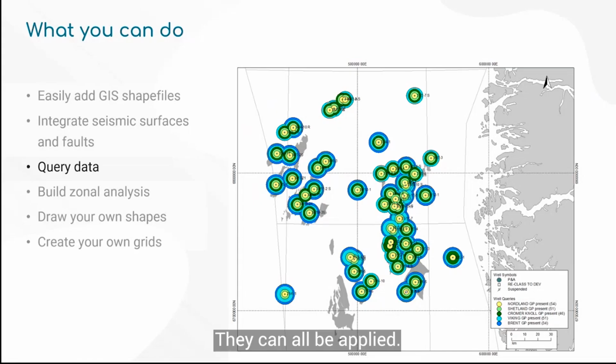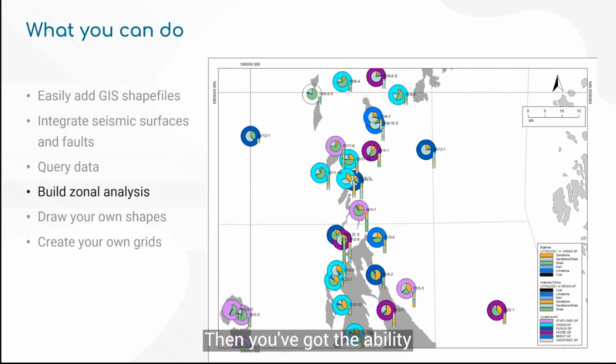They can all be applied. It's a very simple question, and you can highlight on a map where these wells that you might be interested in, where do you need to take a deeper look. Then you've got the ability to build zonal analysis. So for a particular zone, show me my gross facies breakdown or my lithology breakdown. And that's what these little pie charts are.